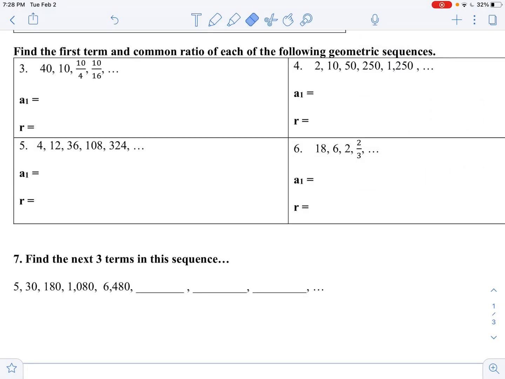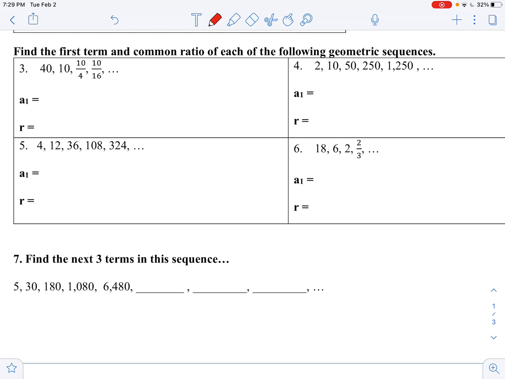Hey, good evening. We're going to talk about geometric sequences today, how to find our common ratio, and how to write the explicit equation for a geometric sequence. The first thing we need to know is what makes them geometric. In a geometric sequence, the first term is multiplied by a common ratio, and then we multiply every subsequent term, every next term, by the common ratio to get the next term.